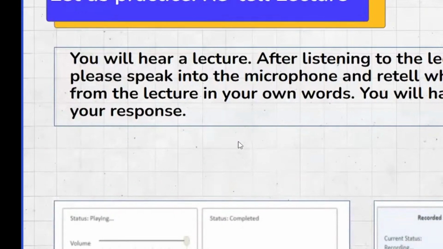Okay, students, now let's do one question and see how to use those strategies and tips in order to solve it. The question says, you will hear a lecture. After listening to the lecture, in 10 seconds, please speak into the microphone and retell what you have just heard from the lecture in your own words. You will have 40 seconds to give your response.